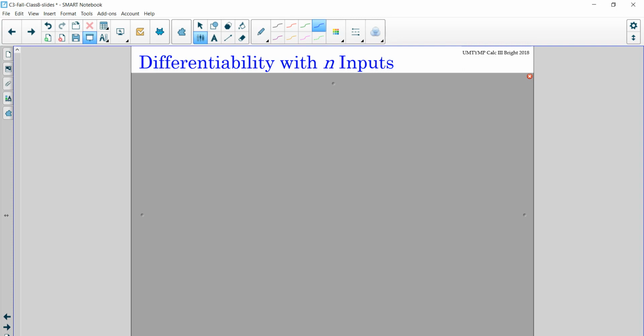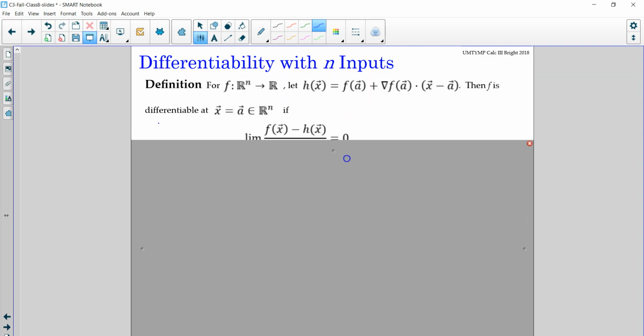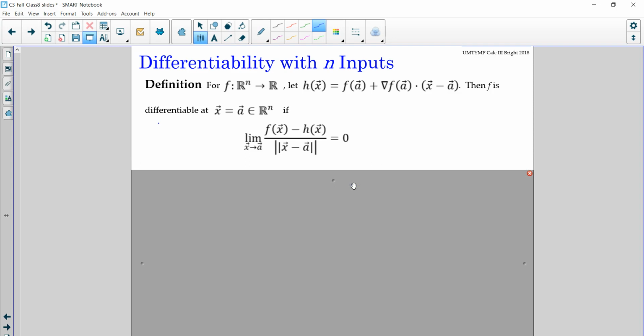We've seen one input in the case of single variable calculus, and we've seen two inputs, which we dealt with last week. Now for n inputs, the story hasn't changed that much. If we have n inputs, we still are thinking of that h of x function, which is the locally tangent plane. And now I have that gradient operator in there. That's how we define it.